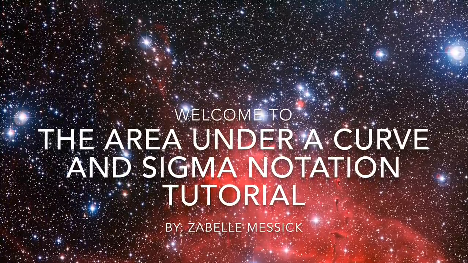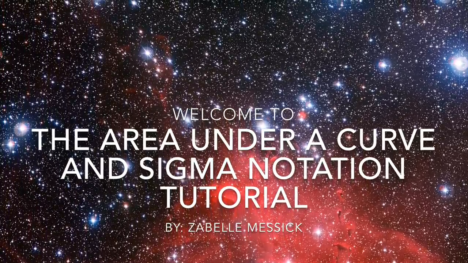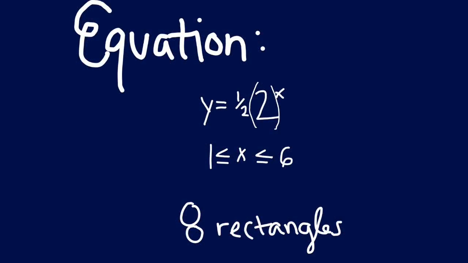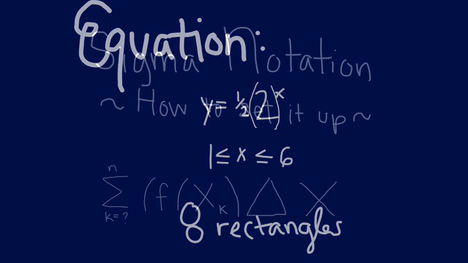Hello, and welcome to the area under a curve and sigma notation tutorial. First, we are going to start with the sigma notation, which is also called summation notation. The equation that we are going to use for this lesson is y equals 1 half times 2 to the x, and our boundaries are 1 is less than or equal to x, which is less than or equal to 6. Back to sigma notation.